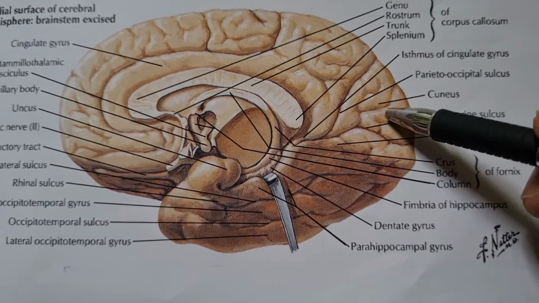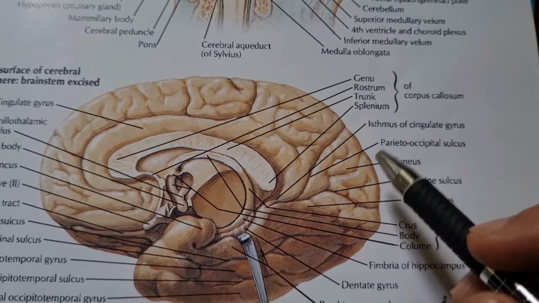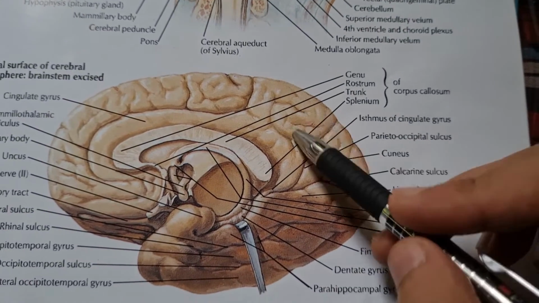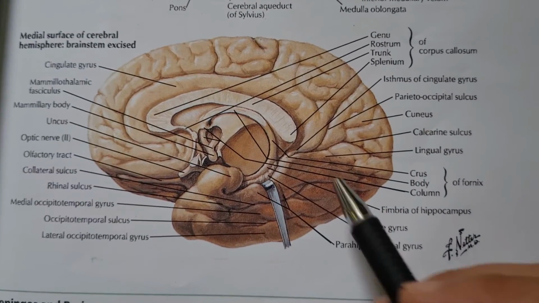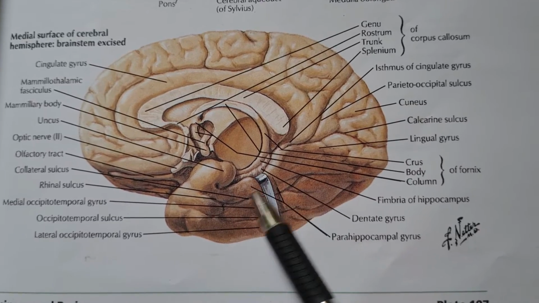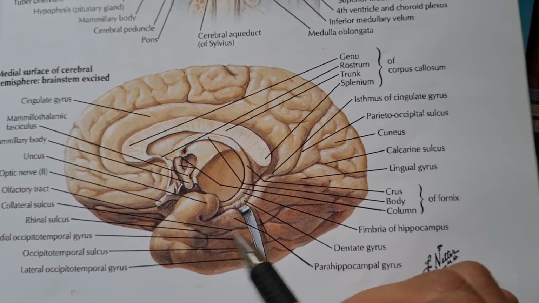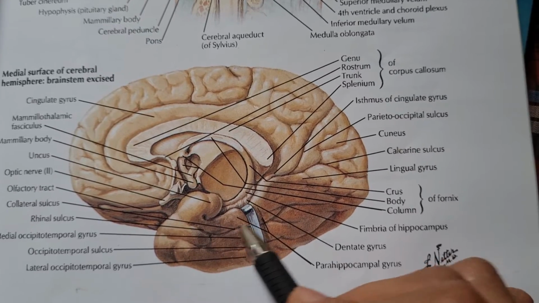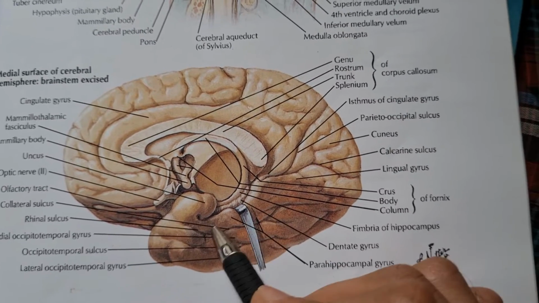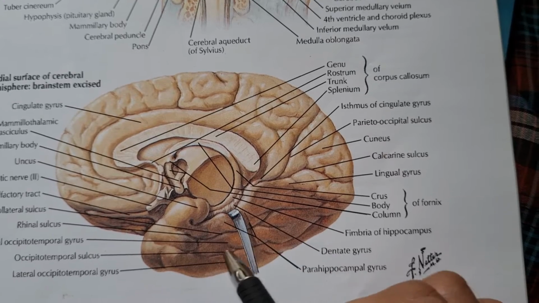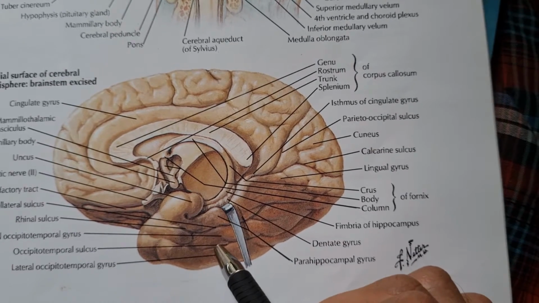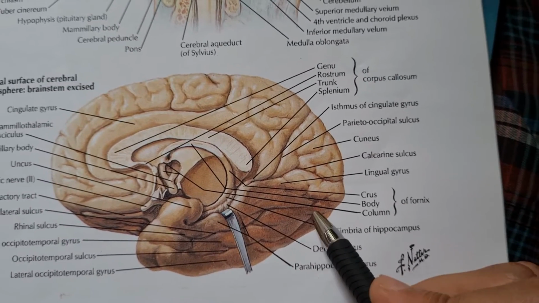This is called cuneus, and anterior to the cuneus lies the precuneus. Now if we look inferiorly here on the medial surface of the temporal lobe, we can see two sulci. This horizontal sulcus is called the collateral sulcus, and below it lies another sulcus which goes from the temporal lobe to the occipital lobe here.